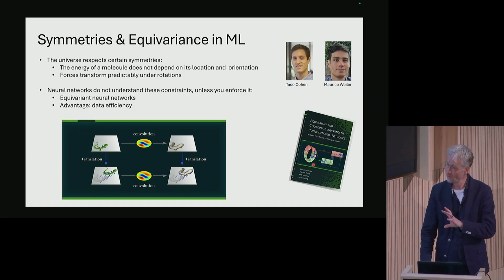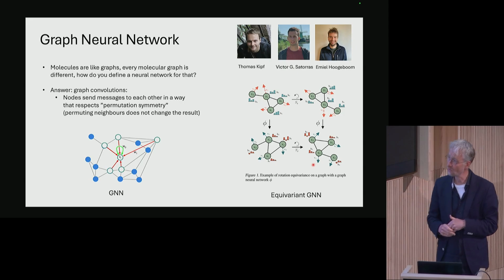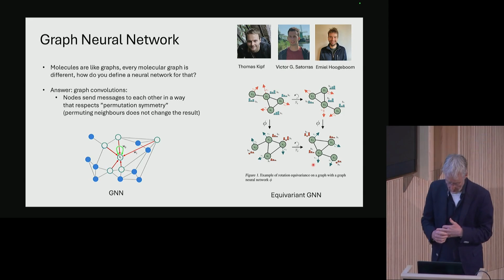every orientation is now not something completely new, they're all connected orientations and positions, and that means you can learn with less data. The second ingredient is graph neural networks.